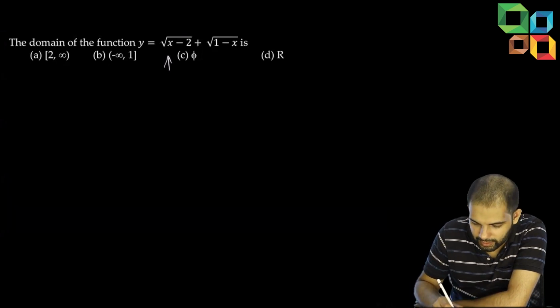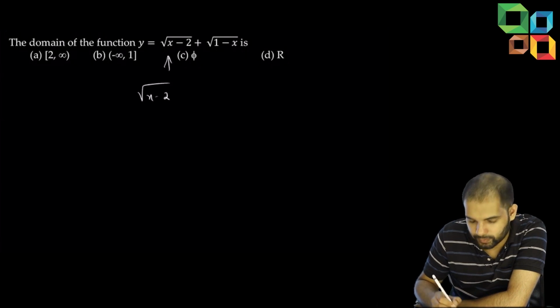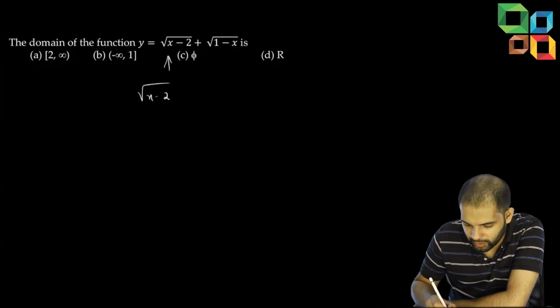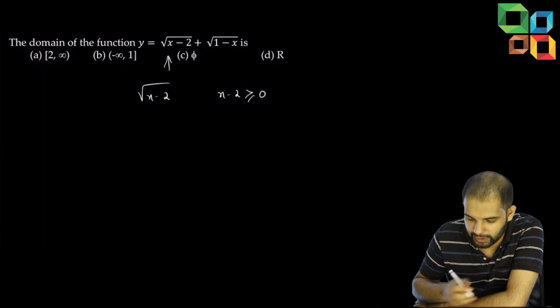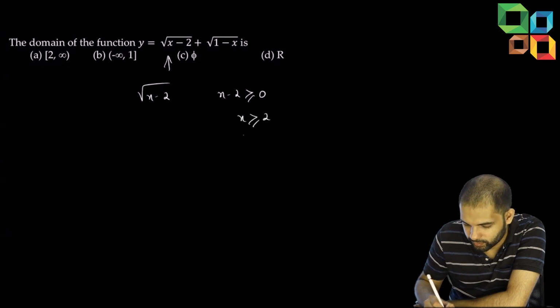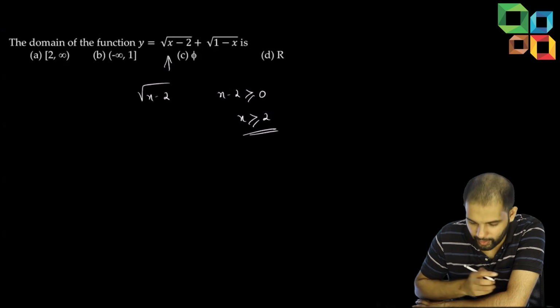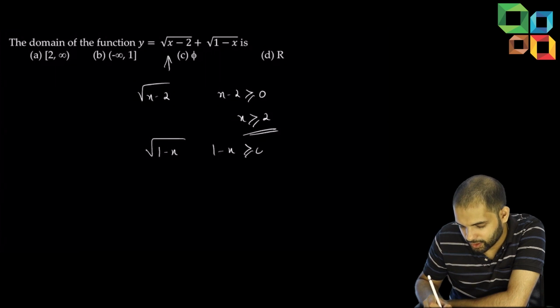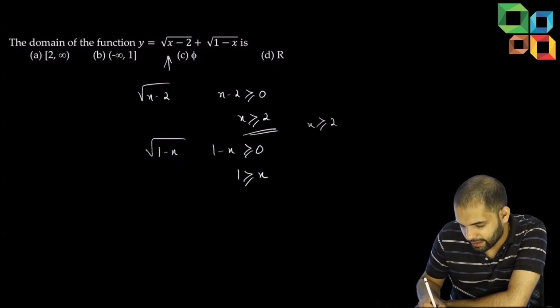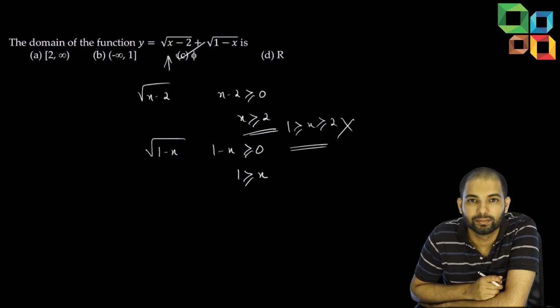If you look at this first root, x minus 2, what does it mean? X minus 2 should be greater than or equal to 0 because the root should be defined. This means x should be greater than or equal to 2. Now the second root also should be defined, obviously. So 1 minus x should be greater than or equal to 0, or x should be less than or equal to 1. So the number should be greater than or equal to 2 and less than or equal to 1. There is no such number. Therefore, your answer is the null set. Is it fine?